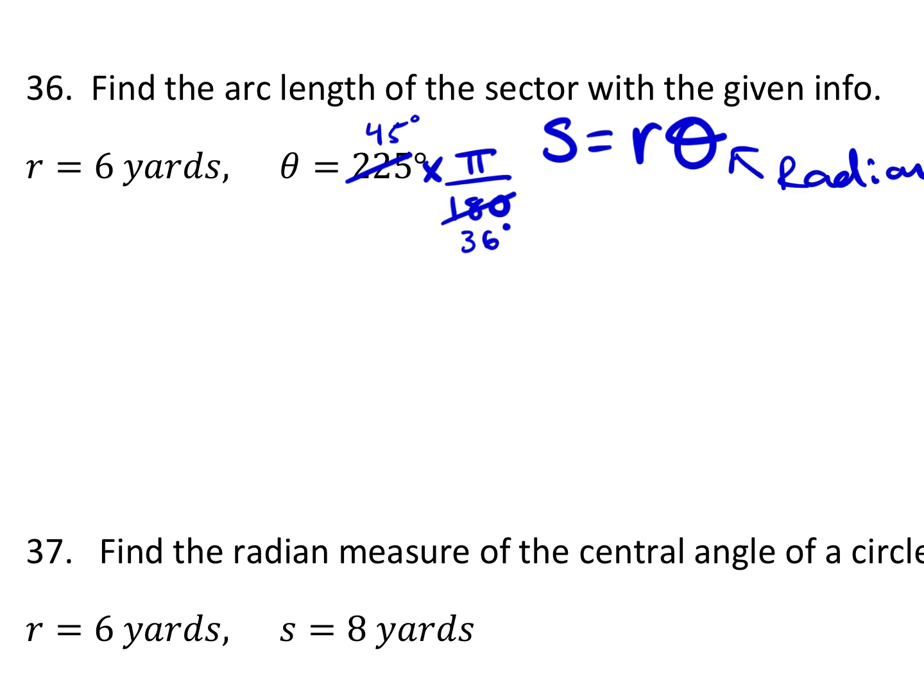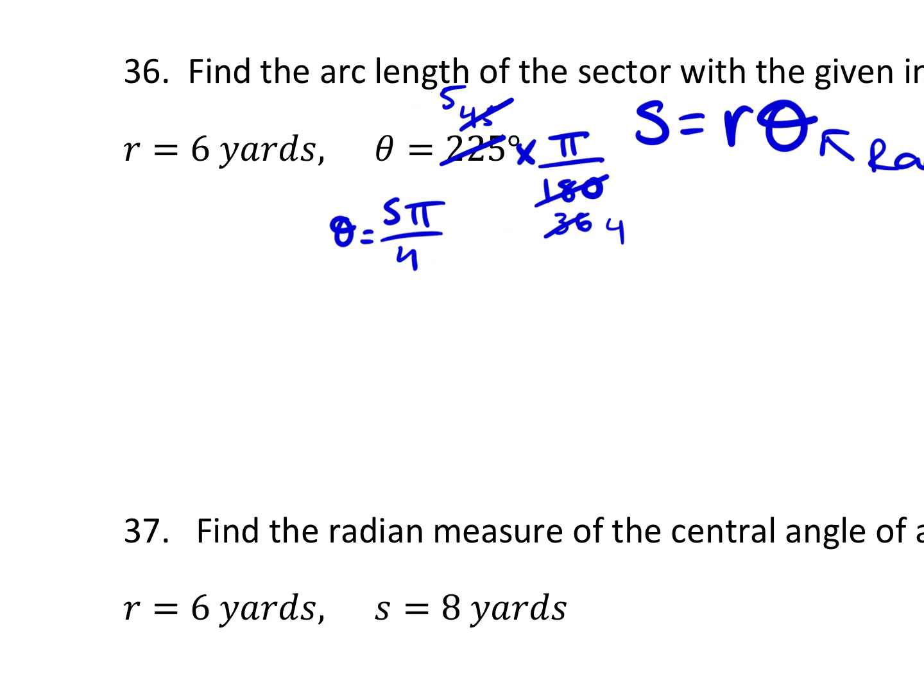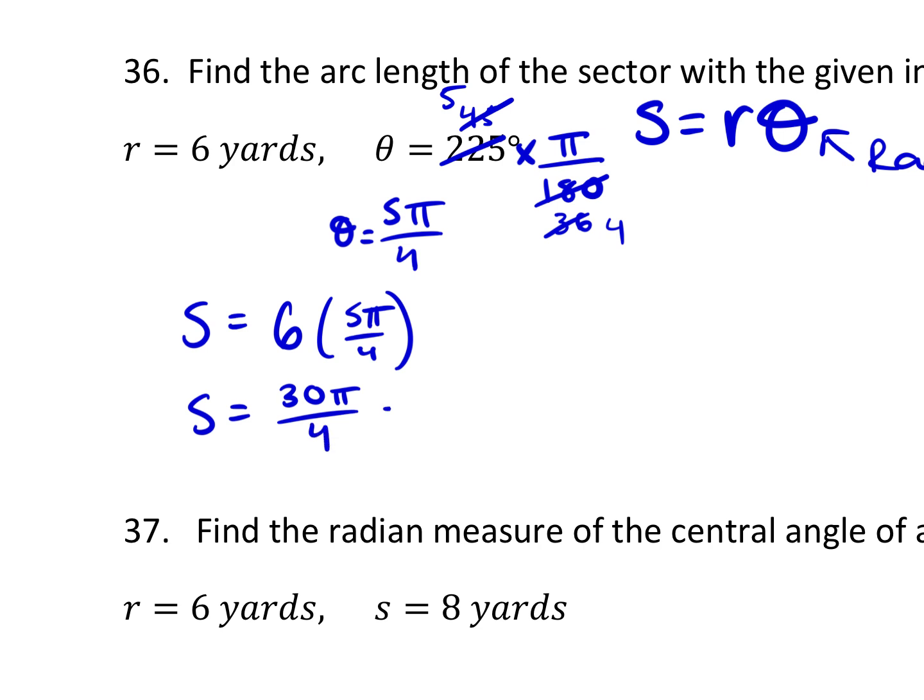9 goes into 45 and 36. I don't know why I put degrees. So let's divide them by 9. 9 goes into 45 5 times, and 9 goes into 36 4 times. So this would be 5 pi over 4 would be our theta. So S is equal to R times theta. We have 6 times 5 pi over 4. So S is equal to 30 pi over 4. This simplifies to 15 pi over 2.